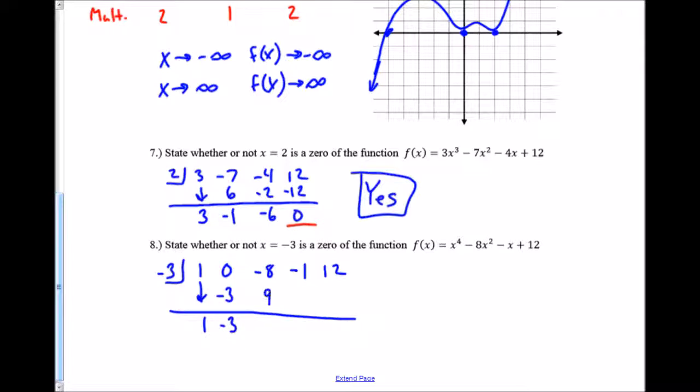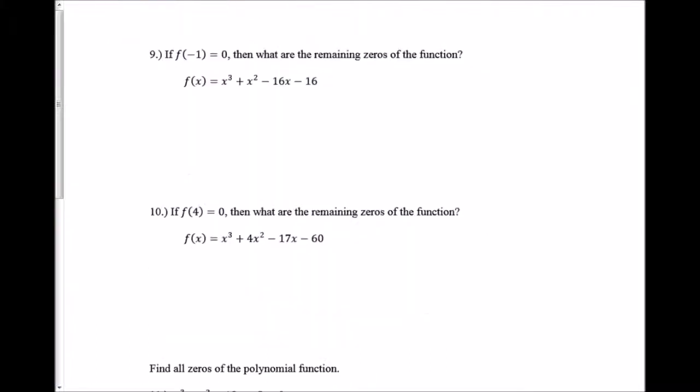I multiply. I add straight down. I multiply. I add straight down. And I multiply. And I add straight down. And I get a 24. Okay? So this time when I plug the -3 in, I get a 24 out. So the answer is no. This one is not a 0 for my function. And really, we're going to use that for an example like this.